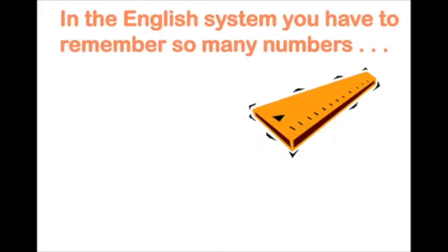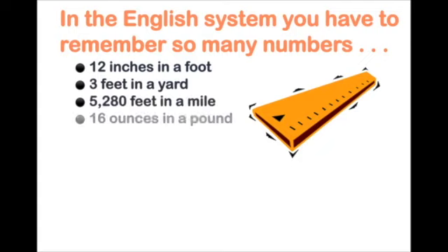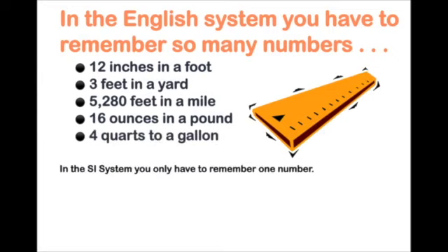So in the English system, you have to remember so many different numbers. For example, there's 12 inches in a foot, 3 feet in a yard, 5,280 feet in a mile, 16 ounces in a pound, 4 quarts to a gallon. So, do any of these numbers have anything in common? Is there any pattern? No. You can't even say they're all even because there's 3 feet in a yard, which is an odd number.